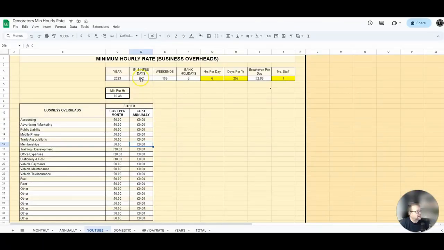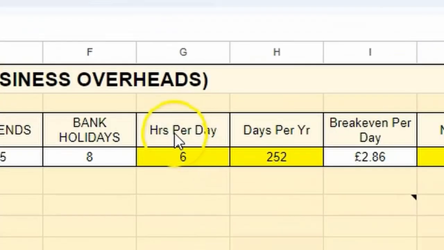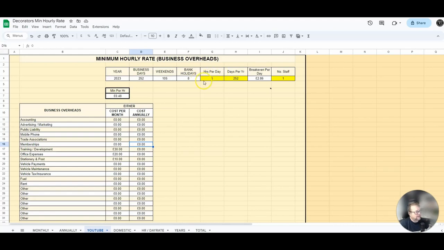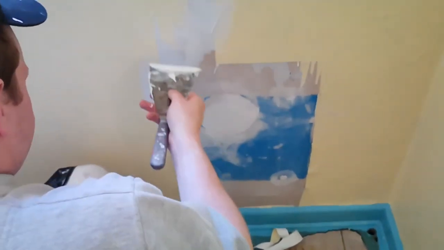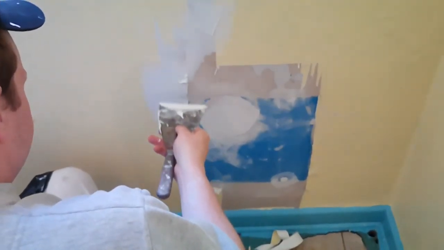I've worked out I want to work 252 days this year. Now, this is interesting. This shouldn't be hours per day, this should be productive hours per day. So although you work 8 or 9 hours a day, only a certain amount of those hours are productive. I've put it down to about 6 hours. You have your lunch, you have your tea break, you talk to customers. The productive hours are what we're interested in today, and not the hours you're on site. So that's the important thing.